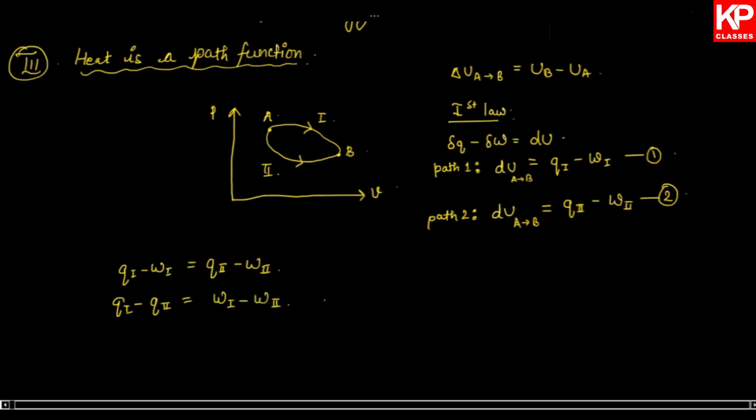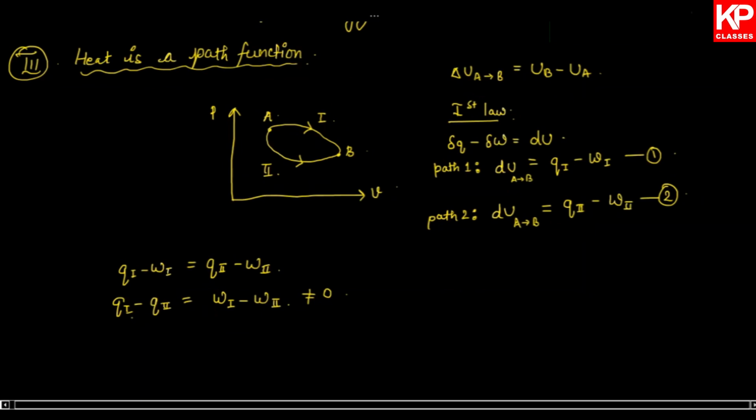Now, in the last class, we discussed that work is a path function, and it depends on the path taken by the system to reach from one state to another. The work is calculated based upon the area under the curve. Since the areas under these two curves are different, W1 and W2 will be different values, so their difference will definitely not be equal to 0.